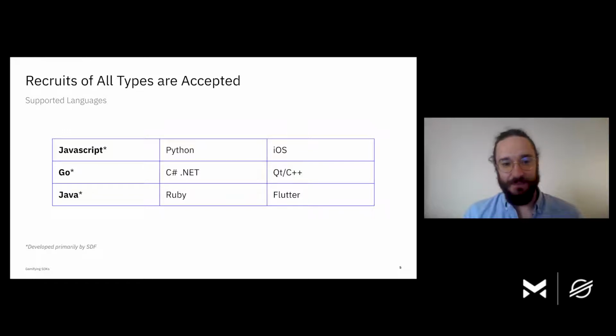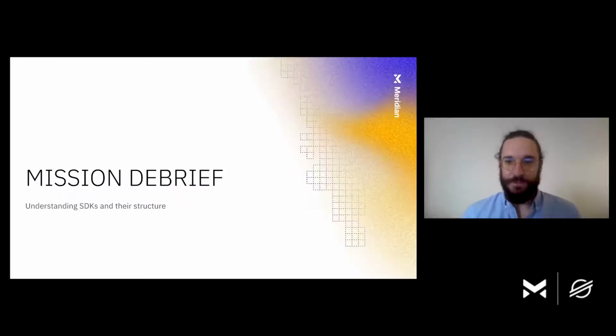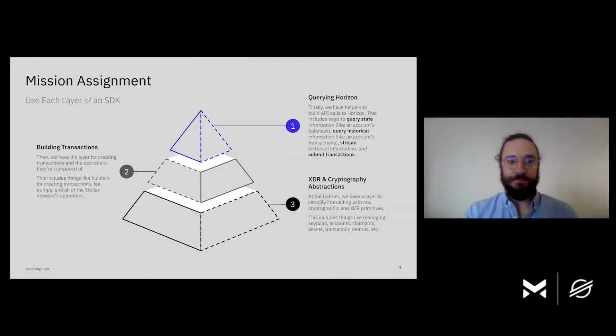We have a lot of language support. As you can see here, there's 9 of them. They're all open source, and many of these are contributed by the community itself. On the left side, we have JavaScript, Go, and Java, which are developed primarily by the SDF, but again, all open source, and user contributions are welcome and encouraged. So a mission debrief then. We are going to be understanding SDKs and their structure first before diving in.